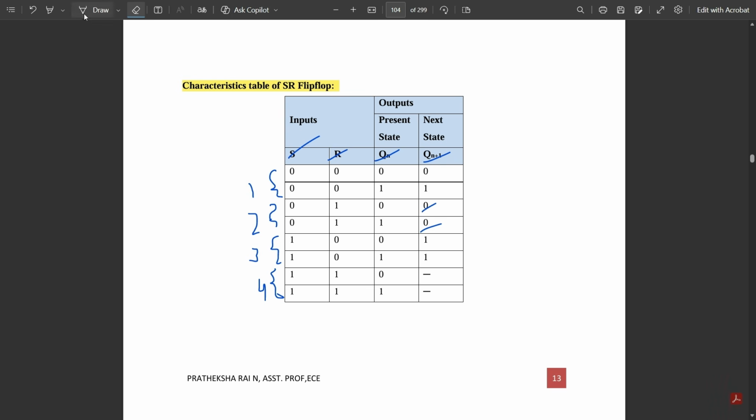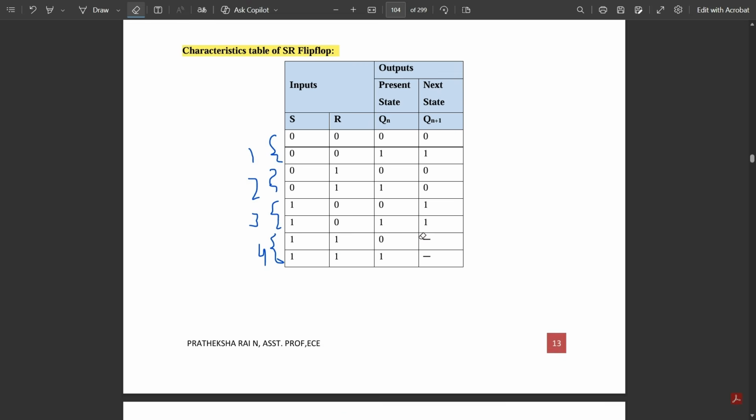Whereas for the fourth case, that is when both the inputs are high, 1 1, whether the output provided is 0 or 1, the next state is invalid or forbidden. We cannot judge whether it is 0 or 1, it would be in the forbidden state, right? So that's why for both combinations we need to write this dash here. So this is the complete characteristic table formed through the SR flip flop. Please note it down, this is very important.